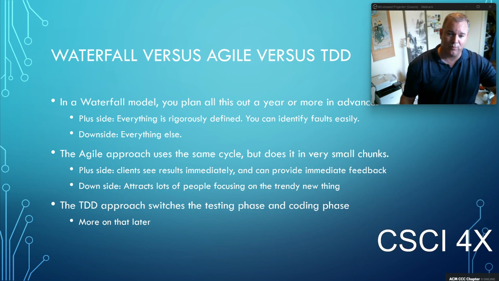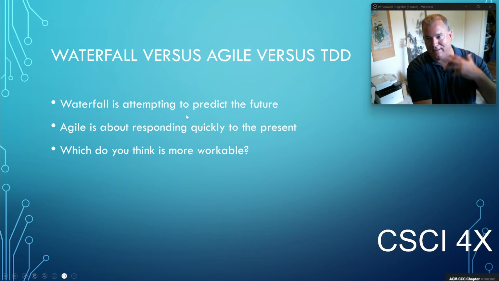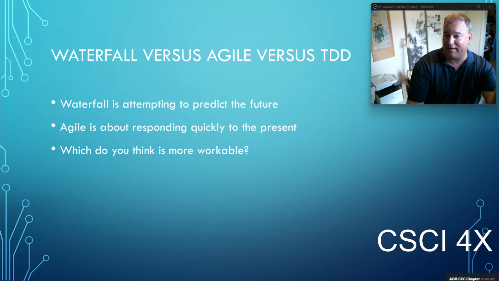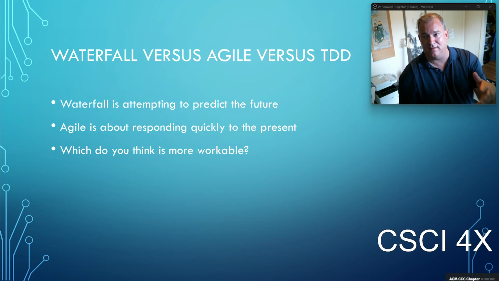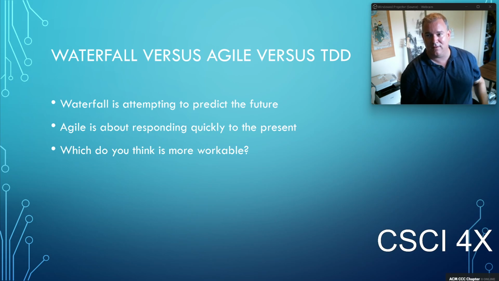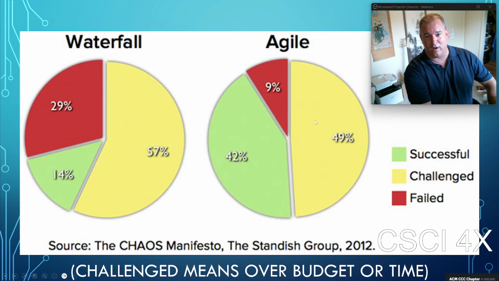Most large projects that use Waterfall fail. Agile and TDD work better, just in general. So, what are these things? Waterfall is trying to predict the future, like you can know in advance what's going to happen. Agile is instead responding quickly to the present. With Agile, and we'll talk about that in a second, you release constantly, get feedback from your client constantly, and react constantly to it. So the Agile approach is 200 to 300% more likely to result in project success than Waterfall.